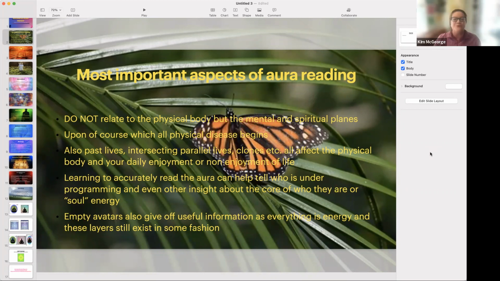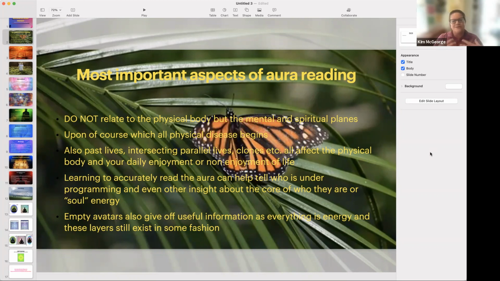So what's so cool about both types of auras is we can also see past lives, intersecting parallel lives. We can see if you guys have clones. It's amazing the information you can get from this. The only reason I drop in clones, which is super woo-woo, and I'm just going to say this because I talk about it a lot, is my family gets paid real life checks to do cloning and transfer of human consciousness. So I know a lot about that. And we're not going to get way off on that because I could talk a lot about it.